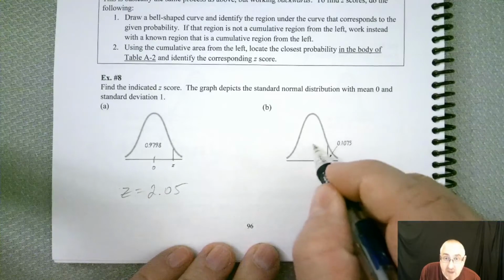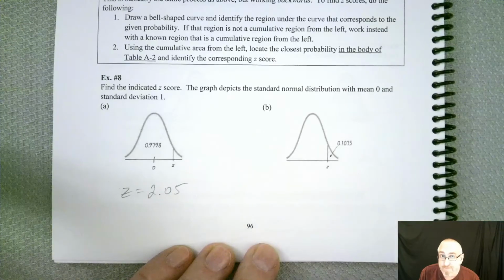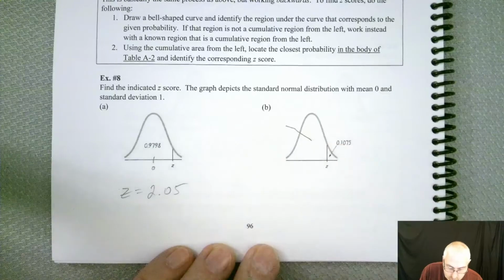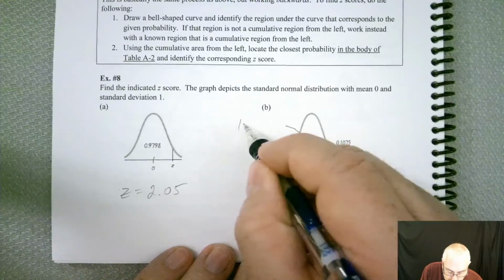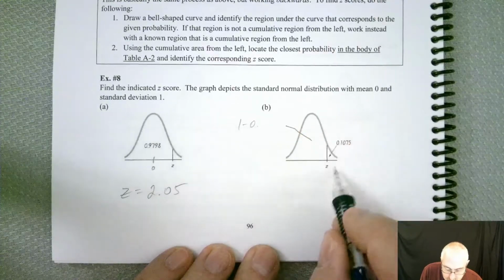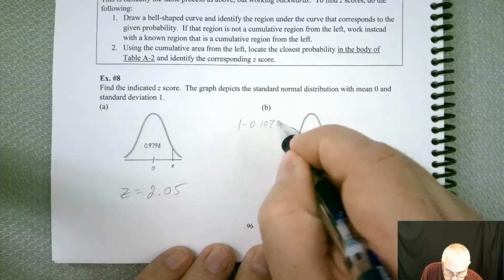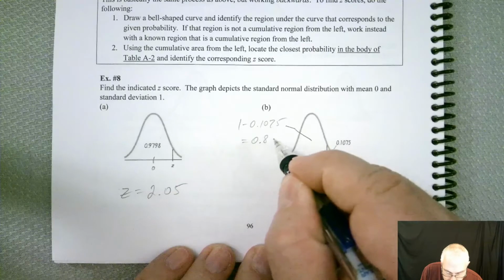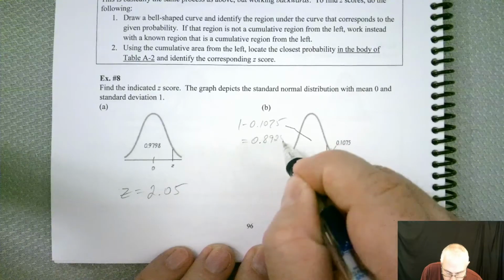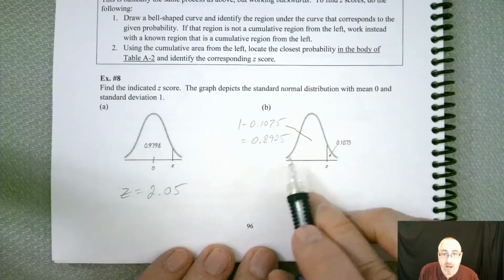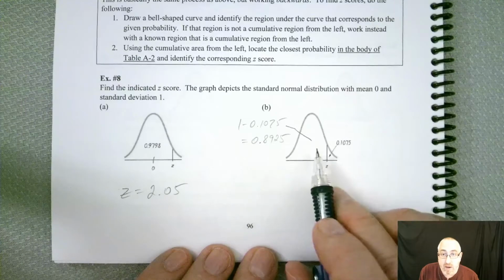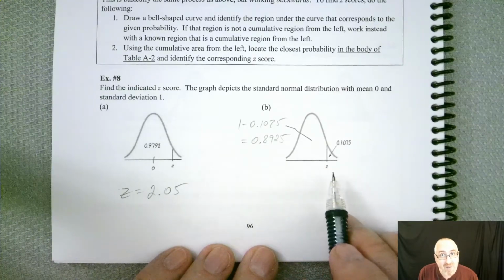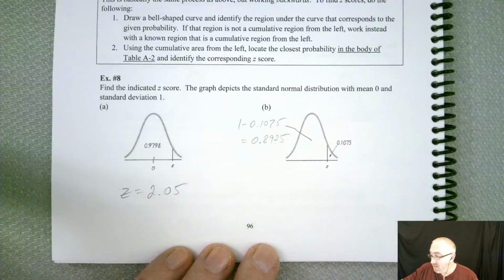So how do we find this area to the left? We can use our complement rule. So our complement rule says if we said 1 minus the area on the right, that should give us area to the left. So 0.8925 should be this area. And now, again, our z-score is on the right-hand side of the middle, so it should be under the positives.